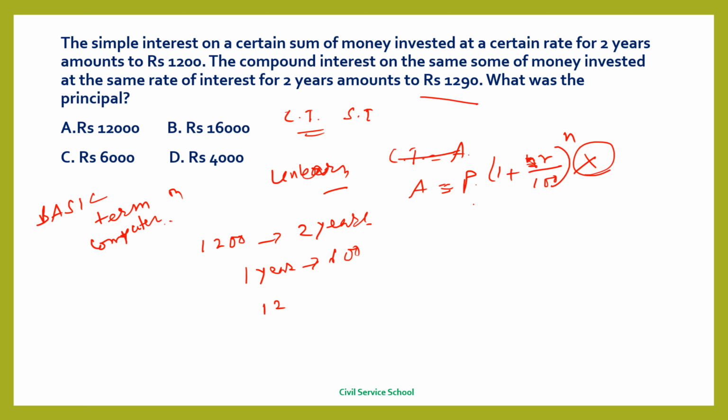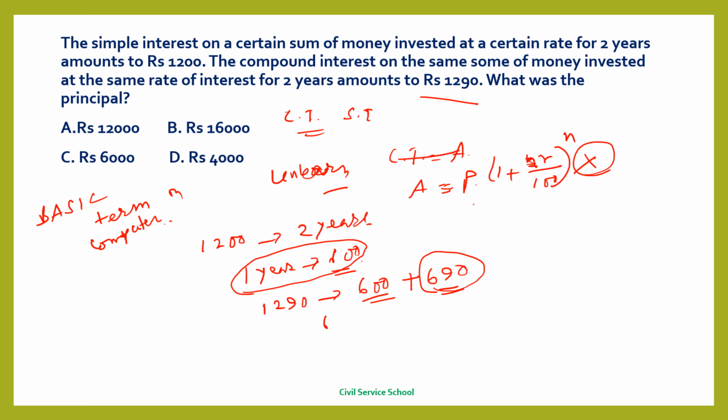So 1290 is the compound interest. So what was the simple interest for 1 year? 600. So in this compound interest of 1290, 600 rupees is simple interest, because simple interest remains the same for the same capital, same principal amount. So 600 is the interest for the first year, and that 690 is the interest for the second year. So let me tell you one thing, this 690 rupees of interest comes from that 600 rupees of interest.